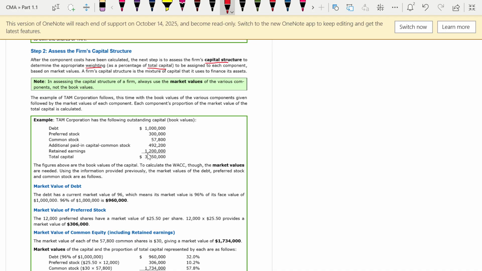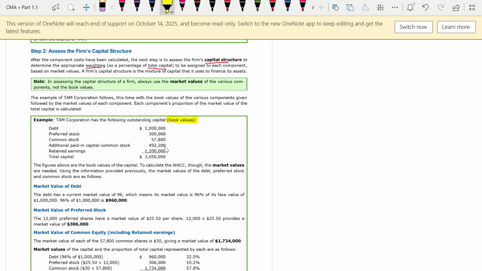Now, what is the percentage of debt in the total capital? The total is based on the market value. Again, we are saying that we should not take the book values. Here they have mentioned the book values. We should not take book values. We have to take the market values. Here we have to convert.